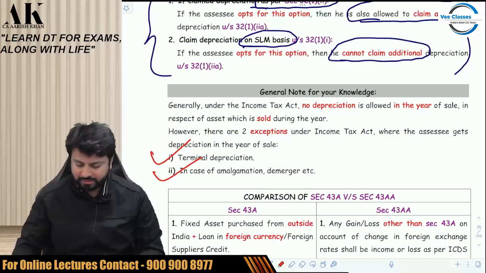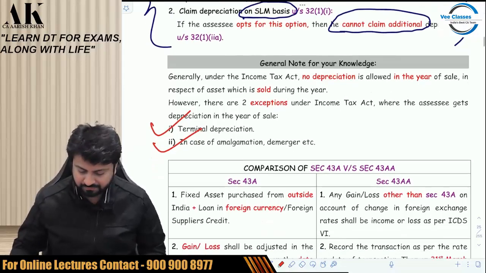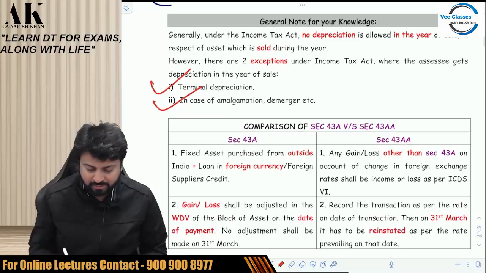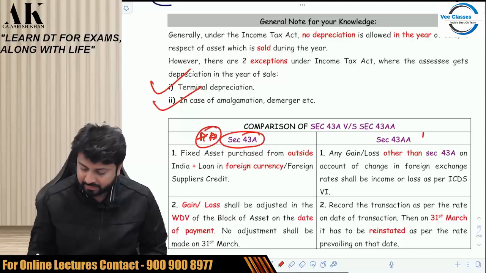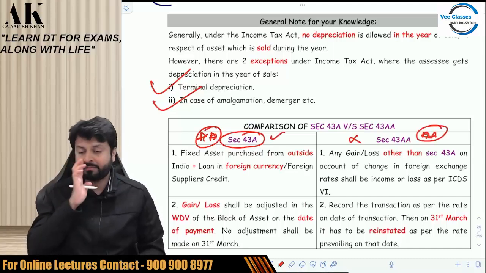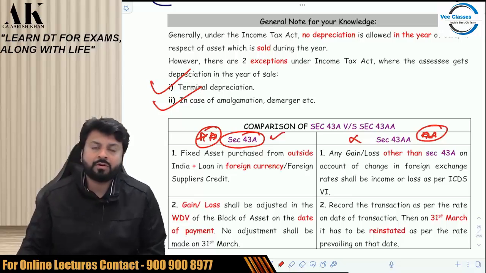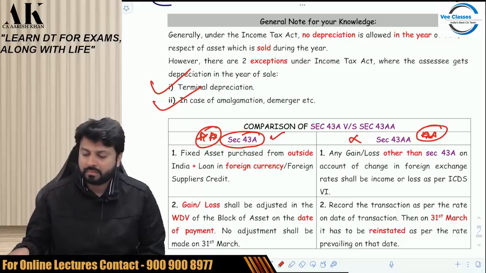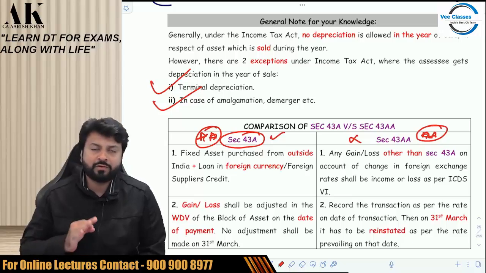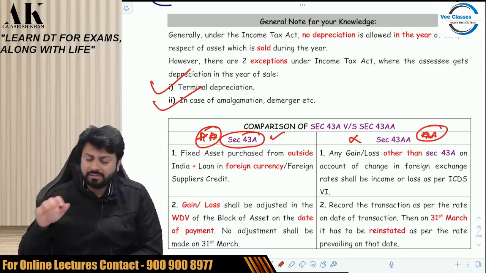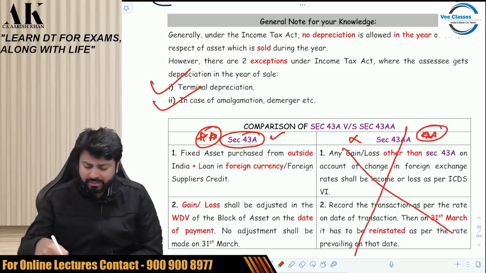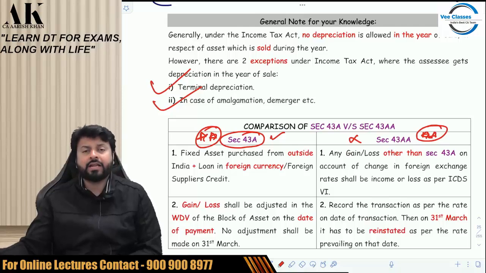Now coming to the discussion ahead, pay attention please, all of you. Now I am talking about something which is very important, section 43A first, and then I'll compare that with 43AA. Now what is 43A all about? There are some conditions to be fulfilled to come under 43A. Pay attention please. What are the conditions? I am not interested in 43AA as of now. Right now I am only interested in 43A.